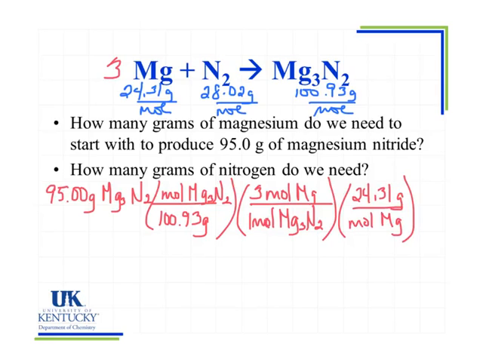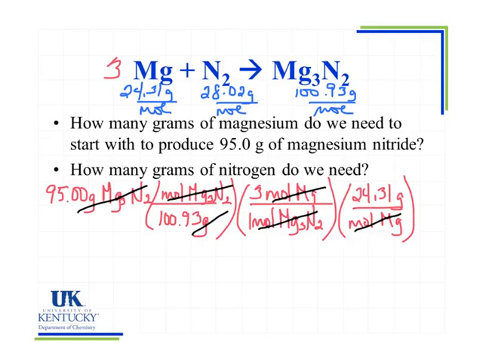Now, a couple things to note here. One is that I'm going to cancel my grams of magnesium nitride, moles of magnesium nitride, moles of magnesium, and I'm going to be left with grams of magnesium. The other thing to note is that I started with the amount of product, and it really doesn't matter which substance I start with and which substance I'm going to.